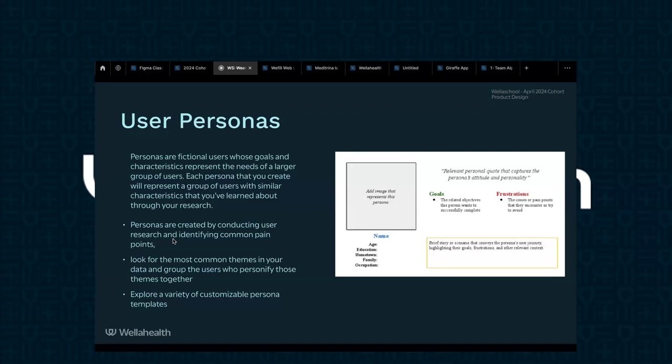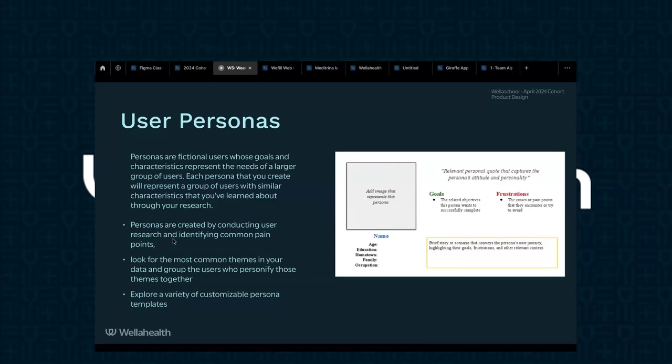So you have to look for the most common themes in your data and group users who personify those themes together. You can explore a variety of customizable templates, but I've provided one for you that you can use. You saw that you can personalize it to whatever you want. In fact, in our class, they are going to do illustrations, so you can basically try your hand on that as well.